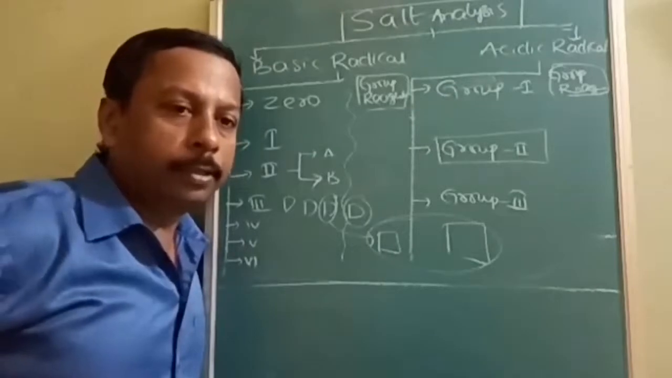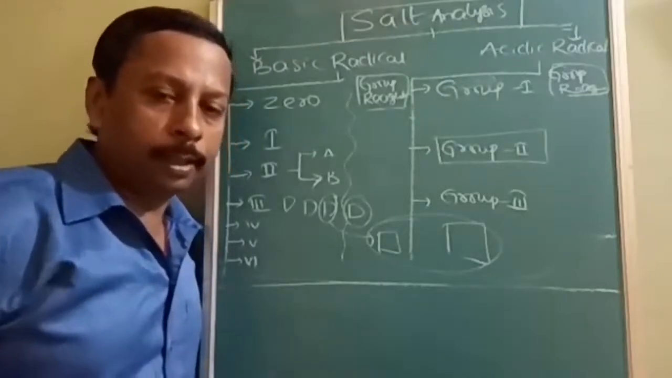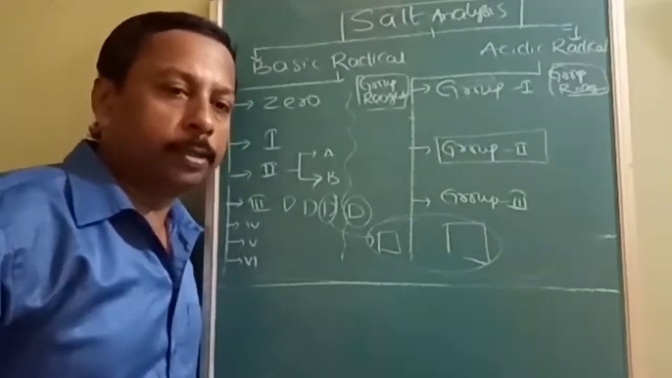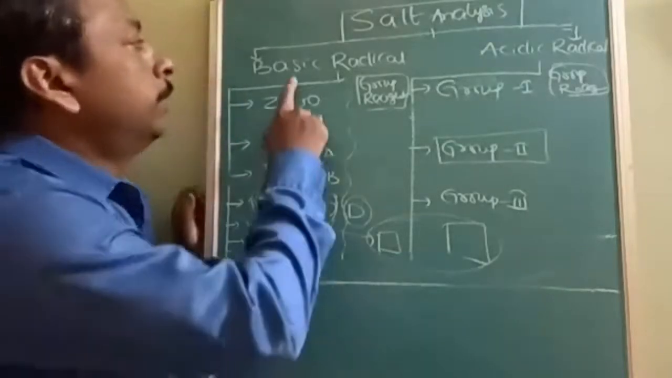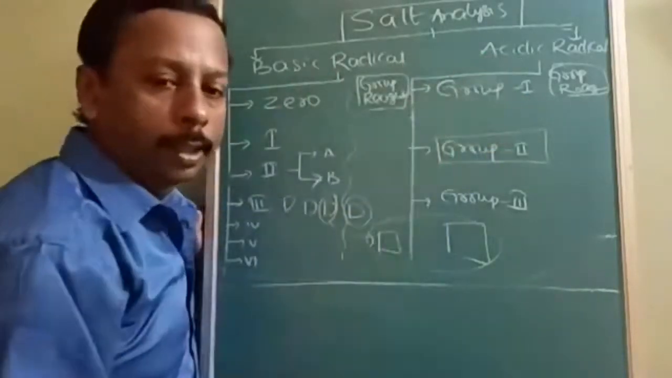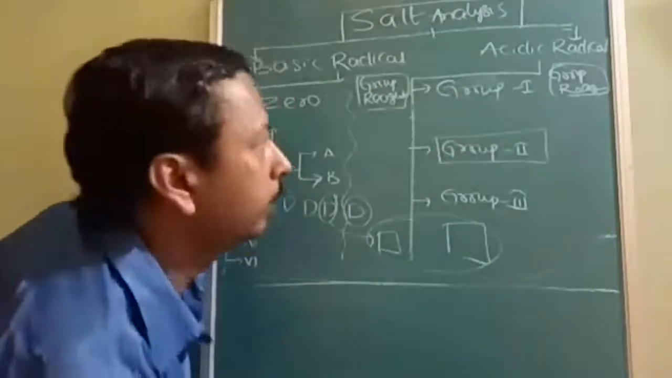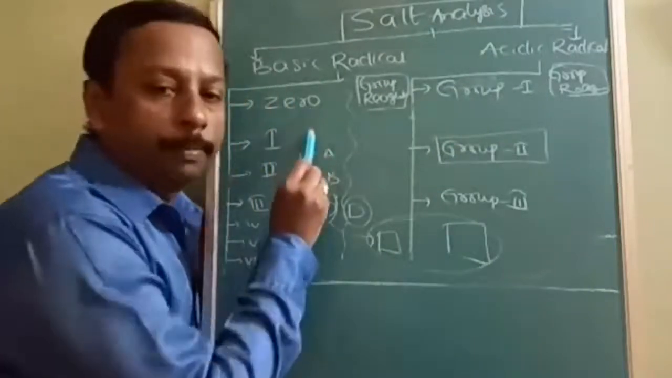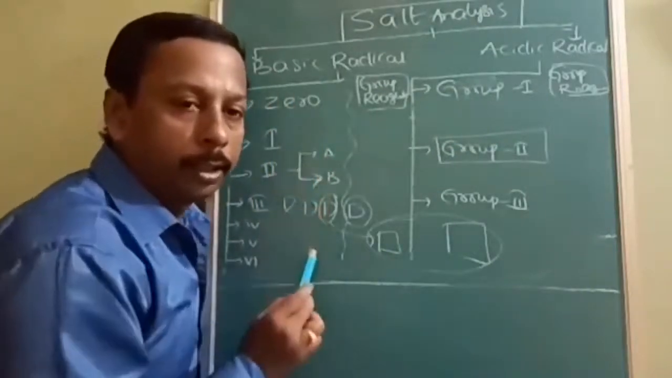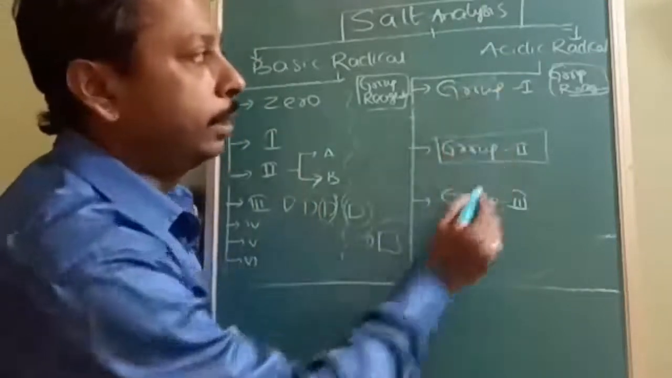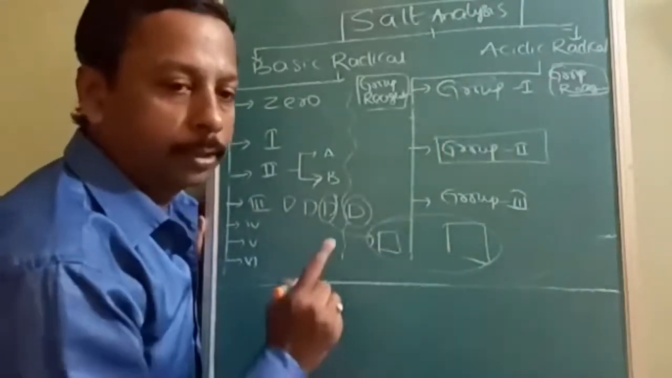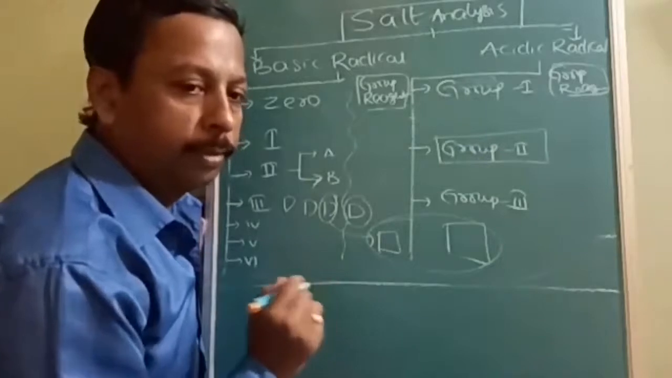Okay, students, this is the salt analysis. I have divided it into two parts. What are the two parts? Basic radical and acidic radical. Basic radical is related to the cations, and acidic radical is related to the anions. You remember it in that way.